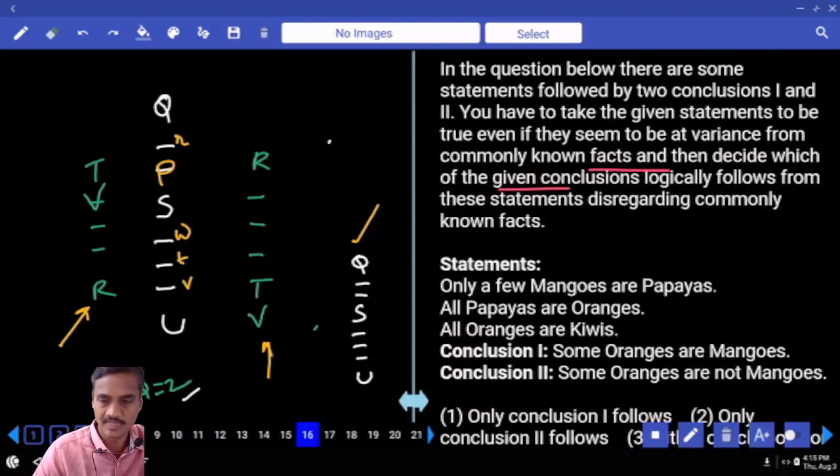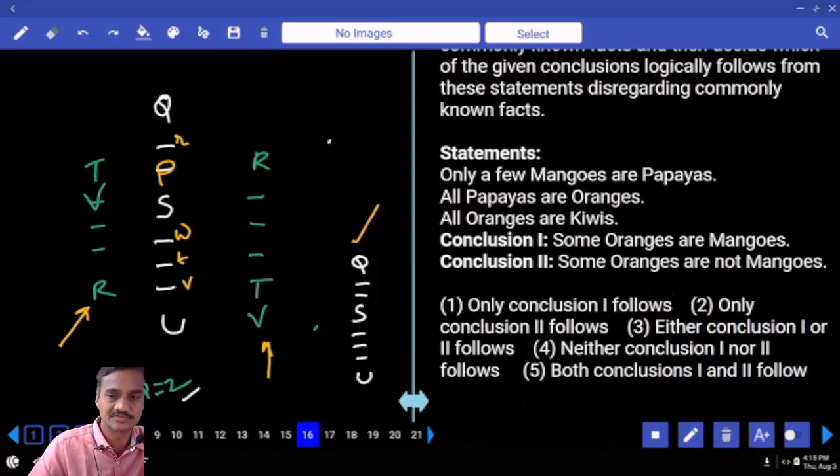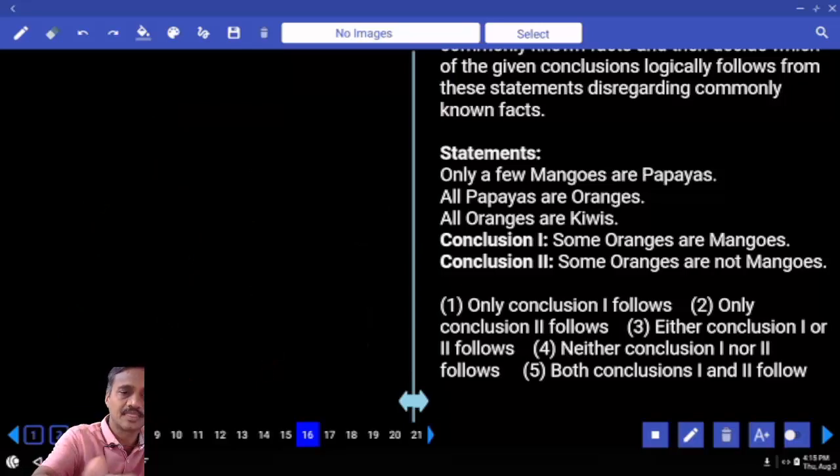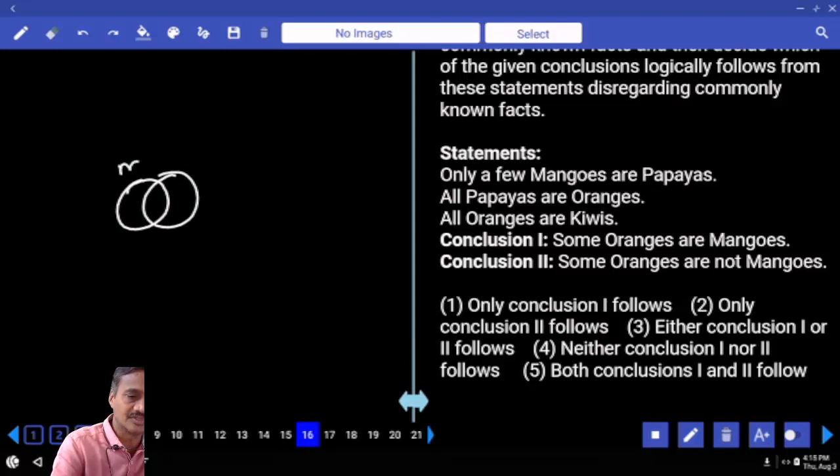11 to 15. Then 16 onwards. Now coming to question number 16. Only a few mangoes are papayas. Only some mangoes are papayas but not all. And these are the mangoes that are papayas. Only some but not all.